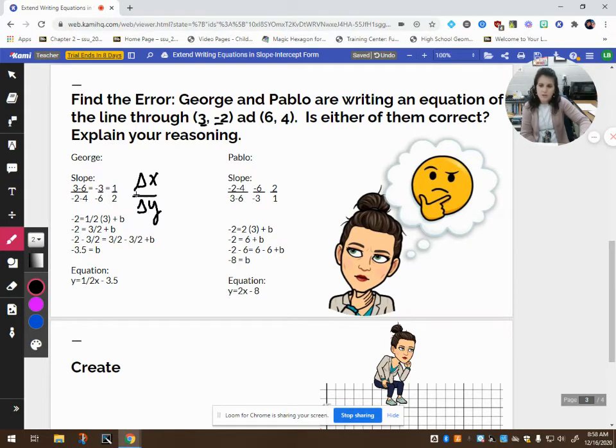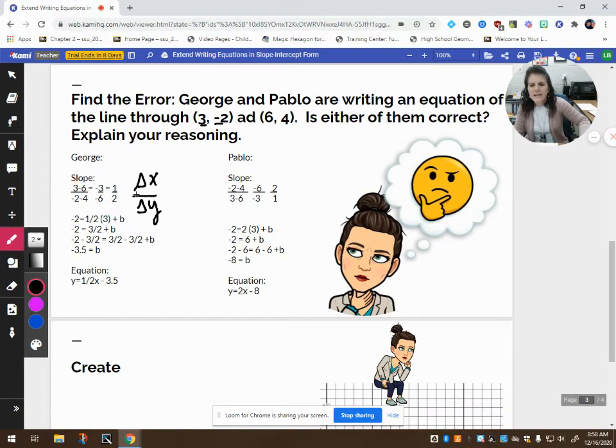It should be 2 over 1 because he's got them in the wrong place. 3 minus 6 is negative 3. Negative 2 minus 4 is negative 6. So negative 3 over negative 6 is 1/2. So he did his math correctly. He just set the problem up wrong.